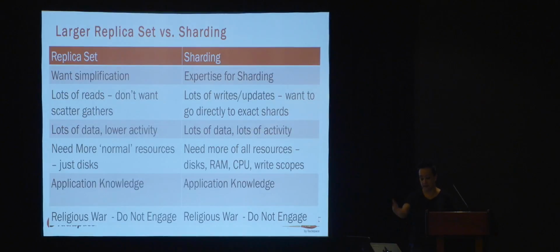And now we're going to talk about the larger replica set versus sharding. Some people still, again, want to use a larger replica set, and this is why. Right? If they have lots of reads, you don't want scatter gathers. You have lots of data, but not a lot of activity. You need more normal resources and application.